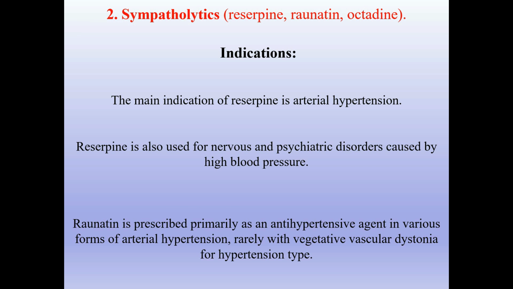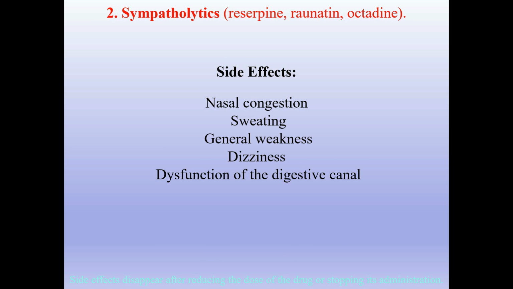Indications. The main indication of reserpine is arterial hypertension. Reserpine is also used for nervous and psychiatric disorders caused by high blood pressure. Raunatine is prescribed primarily as an antihypertensive agent in various forms of arterial hypertension, rarely with vegetative vascular dystonia for hypertension type. Side effects: nasal congestion, sweating, general weakness, dizziness, dysfunction of the digestive canal. Side effects disappear after reducing the dose of the drug or stopping its administration.